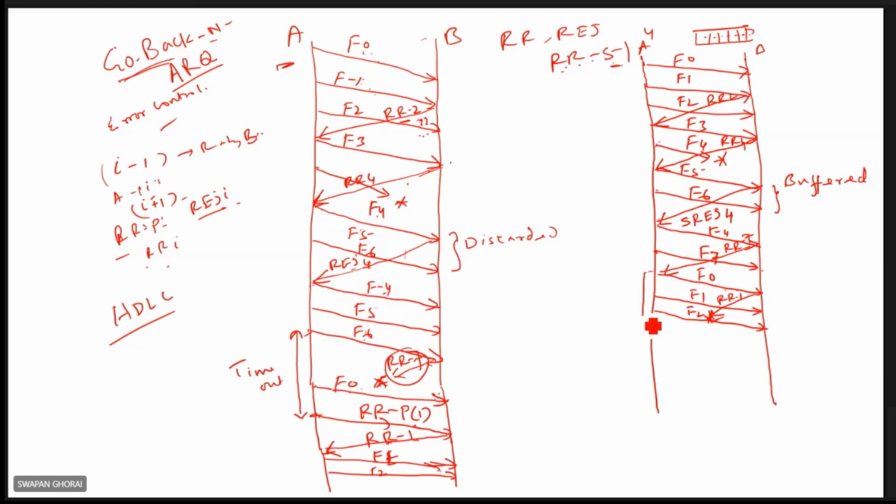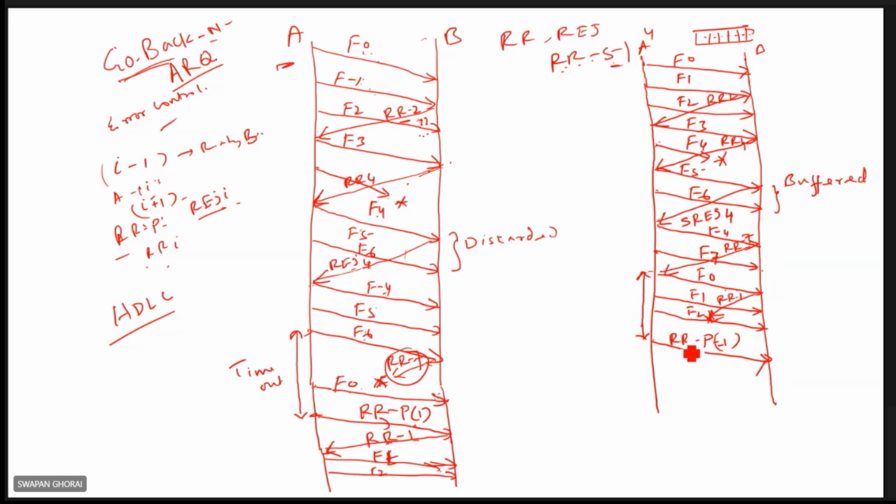Here it will be equipped with the timer, right? And if the time expires within a certain time interval, it's okay. If within the time interval a selective reject type acknowledgement is there, it's okay, fine. But if the time expires, then what will happen? After transmitting say F2, A will repeat the same things, it will issue the command frame, which is RR with P bit equal to 1.